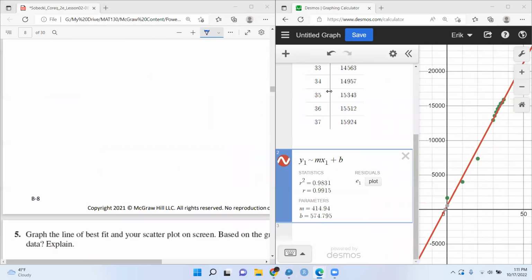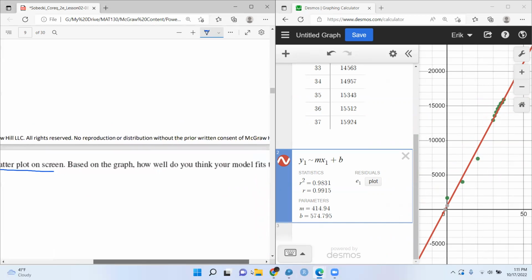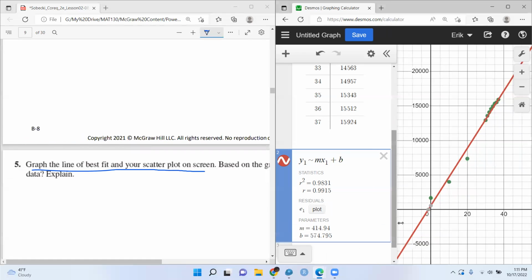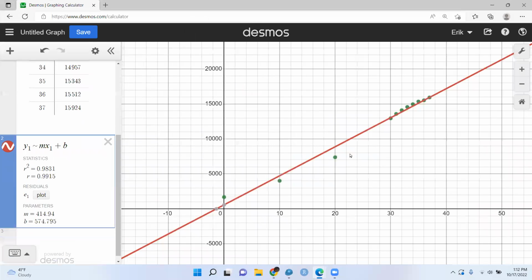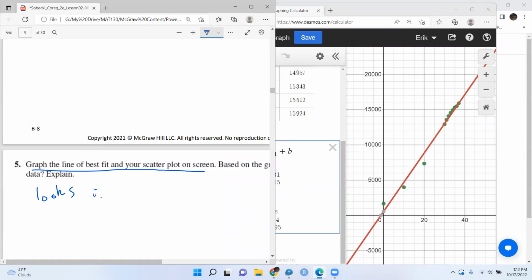All right, awesome. So the cool thing with Desmos is we've already done this. And based on the graph, what do you think about how your model fits? Hey, it looks pretty good, right? If I make this full screen, these points do seem to be pretty close. We already know about R. That's a really good R value. So we'll just say it looks good: points are close to the line, and R is close to 1.